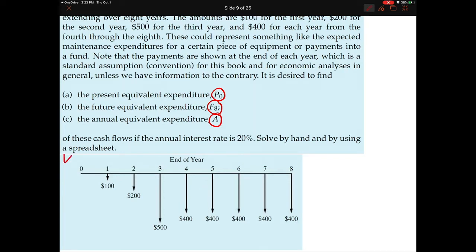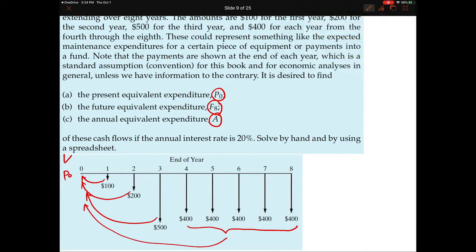3 different types of conversions. The first is you have multiple cash flows on the diagram. You want to convert everything back to the present. Okay, so everything back to the present. This is annuity back to the present. Okay, that's how you find the P0.